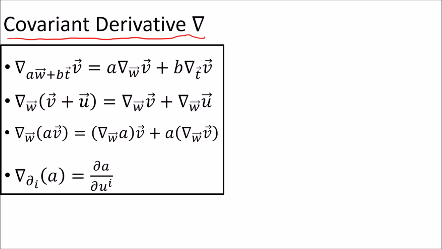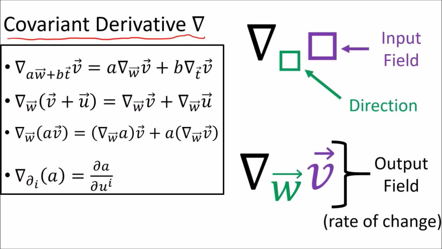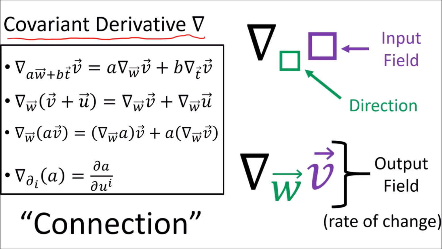covariant derivative. So a covariant derivative is an operator with two input slots. It takes a direction vector, and then it takes an input field. And then the output would be the rate of change of that field, which would be a new field. And sometimes this covariant derivative operator is also called a connection. And I'll take a couple minutes to explain where the name connection comes from.